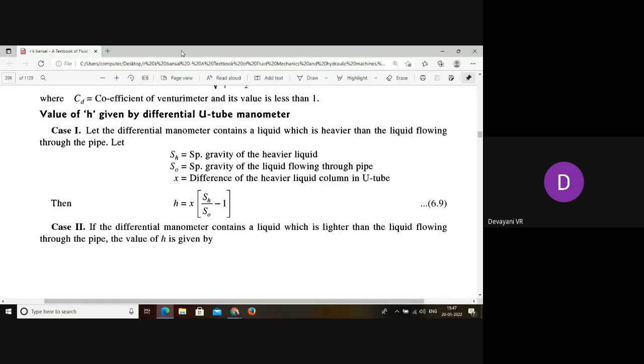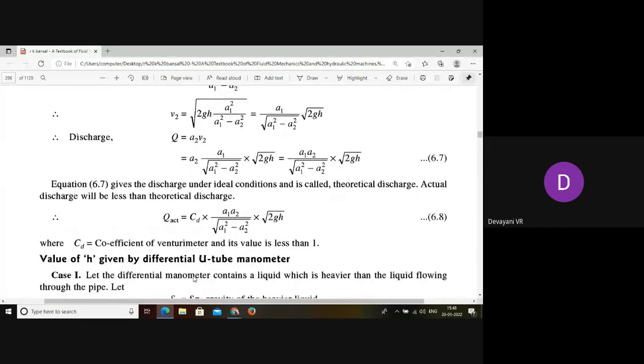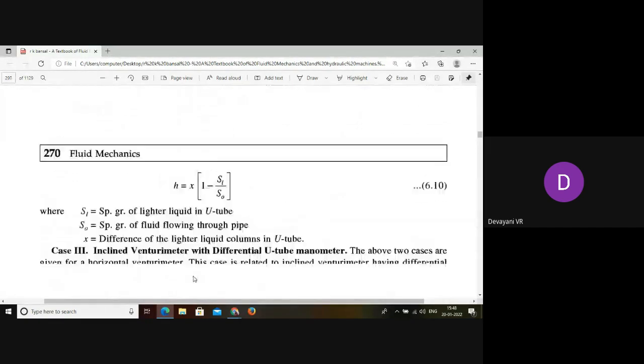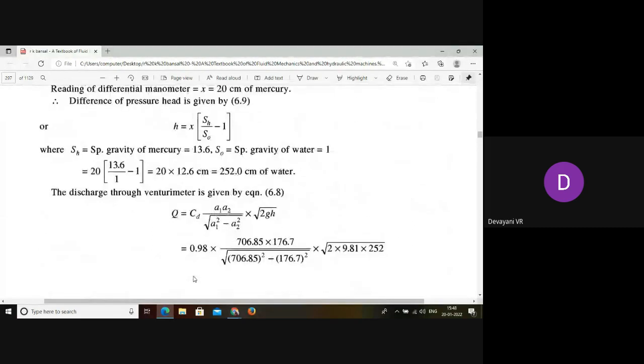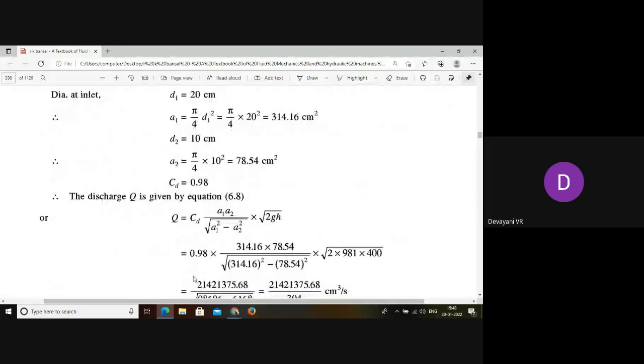And using these values, we can calculate the theoretical discharge, and after calculating the theoretical discharge, we can calculate the actual discharge by using the formula: coefficient of discharge into the theoretical discharge. And usually, the coefficient of discharge can be taken in the range between 0.98 to 0.99, right? So that is about the equations, and of course we have discussed some of the problems regarding this venturimeter also, right? So let's discuss some more problems related to this.